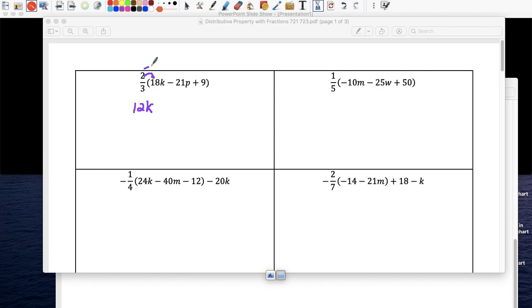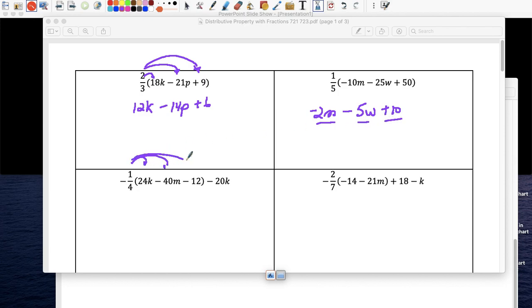We multiply these two. 2/3 of 21 would be 14, minus 14p, and then 2/3 of 9, or 2/3 times 9, is 6. Can we combine anything? No, because they're all different. Again, 1/5 of 10 is negative 2m. 1/5 of 25, so it's going to be 5w. And then 1/5 of 50 is just going to be 10, plus 10. Well, they're all different, so we're done.